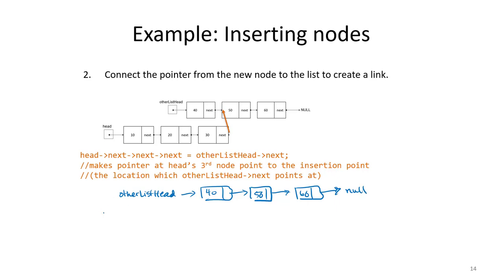But now we also have head's list. And now the third node from head's list is pointing at that second node of other list head's list. Notice how drawing pictures really helps keep track of how these nodes are oriented and who's pointing at who. All right, but we're only halfway done with this insertion.